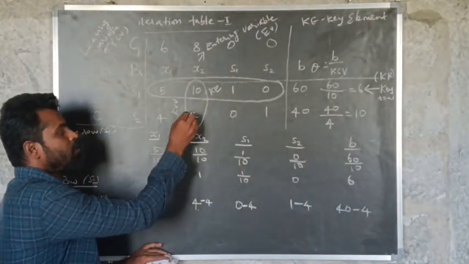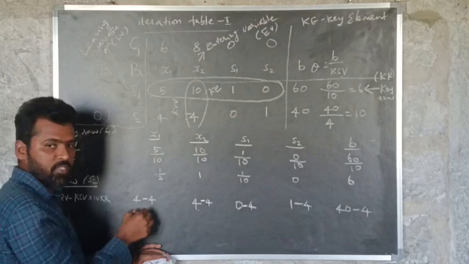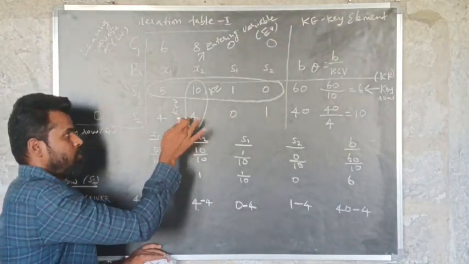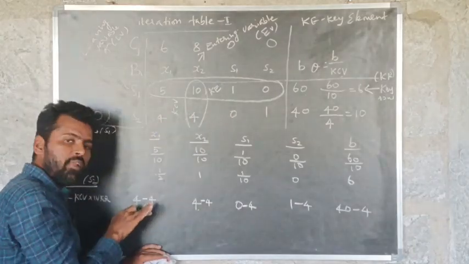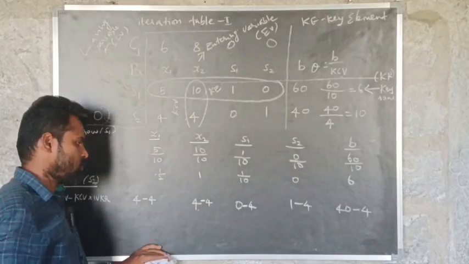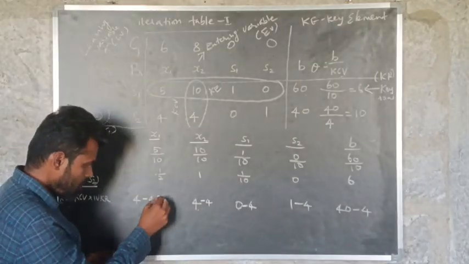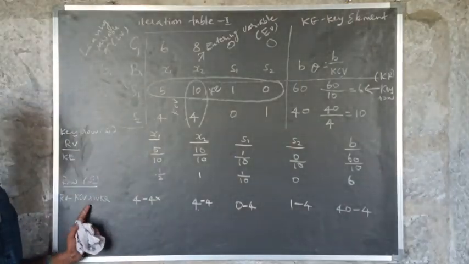Sometimes if they give it in terms of minus, what happens? It will become plus. So remember that. When it is plus, it will be minus. If it is minus, it will become plus. Next, multiply with the iterated value of the key row.